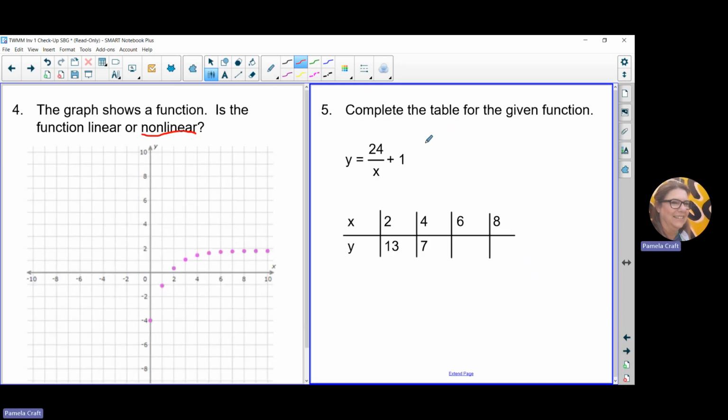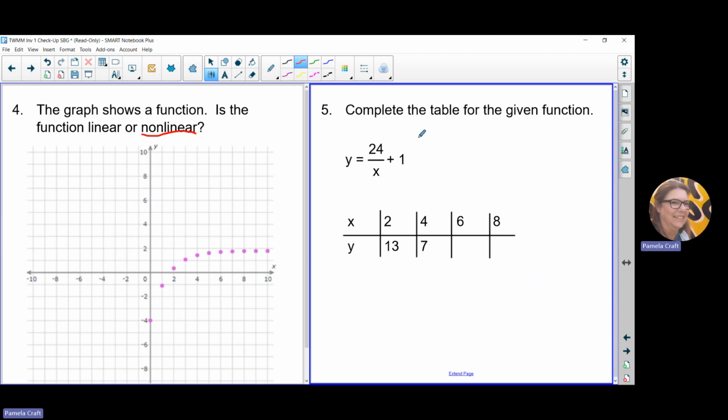In number 5, they want you to complete the table using this function. And the function is y equals 24 divided by the x that's given, and then plus 1. So the first one they did for you, they did 24 divided by 2, and that's 12, and 12 plus 1 is 13. The second one, 24 divided by 4, that's the x that you're going to plug in, is 6, and 6 plus 1 is 7.